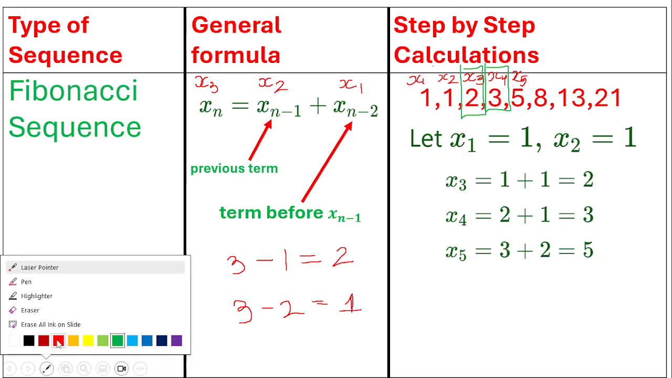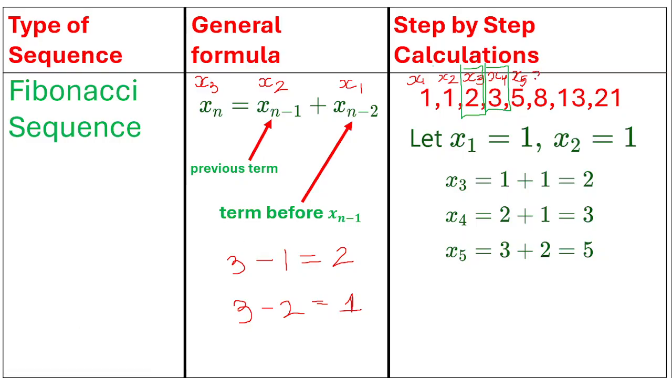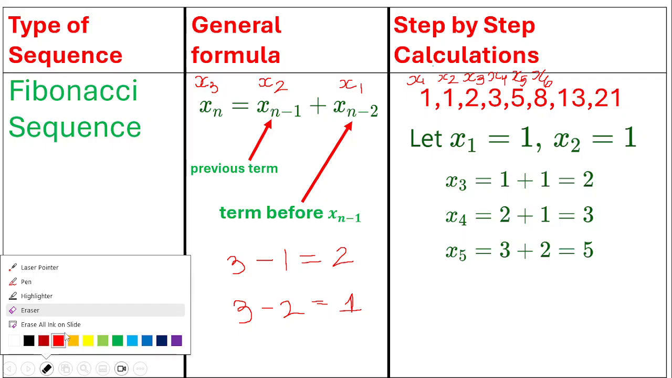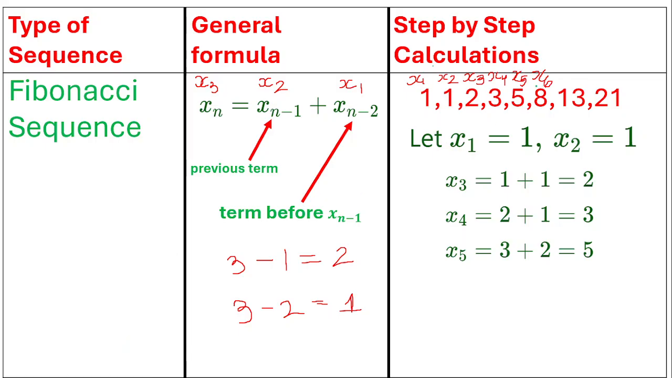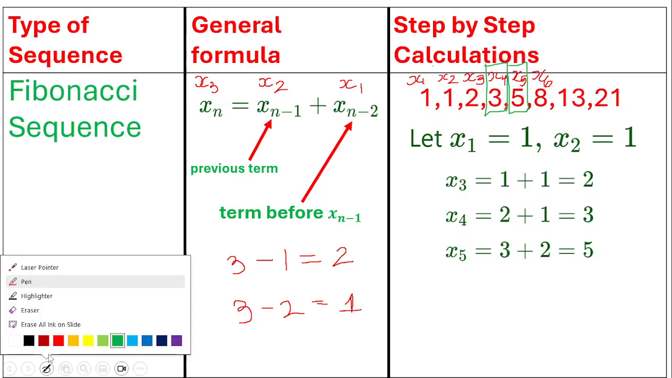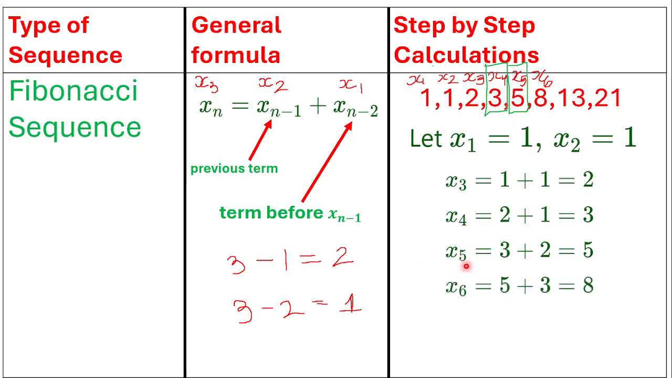Next, we have to find our next term, which is going to be x6. And x6 is 8, which we already know based on the sequence we've laid out. But let's actually use the formula to help us find it. So let's add the two previous terms. To get x6, we need to add x5, which is 5, and x4, which is 3. That's how we get x6. So x6 is 5 plus 3, which gives us 8.